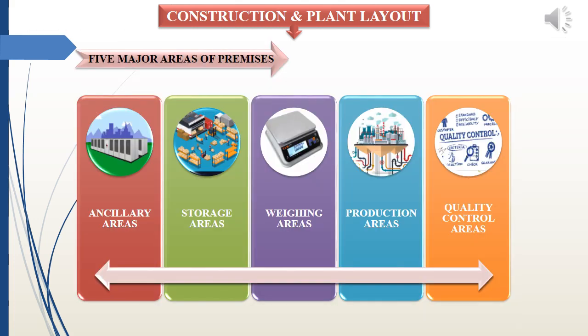Let's see what are the 5 major areas of premises. Ancillary areas, storage areas, weighing areas, production areas, and quality control areas. What are those? Ancillary, storage, weighing, production, and quality control.